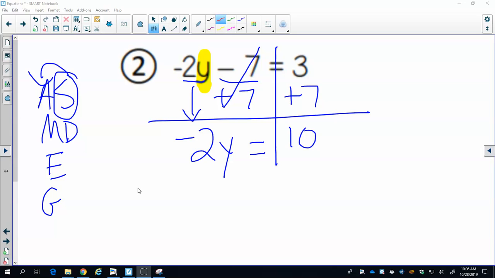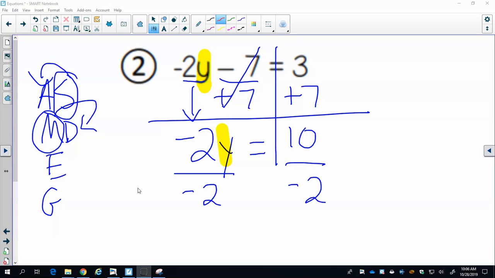Now remember, we're going to undo our multiplication. So we have multiplication. So how do I undo multiplication? By dividing. So I'm going to divide by the same number that the y was multiplied by. What was y multiplied by? Negative 2. So you're actually going to divide by negative 2.